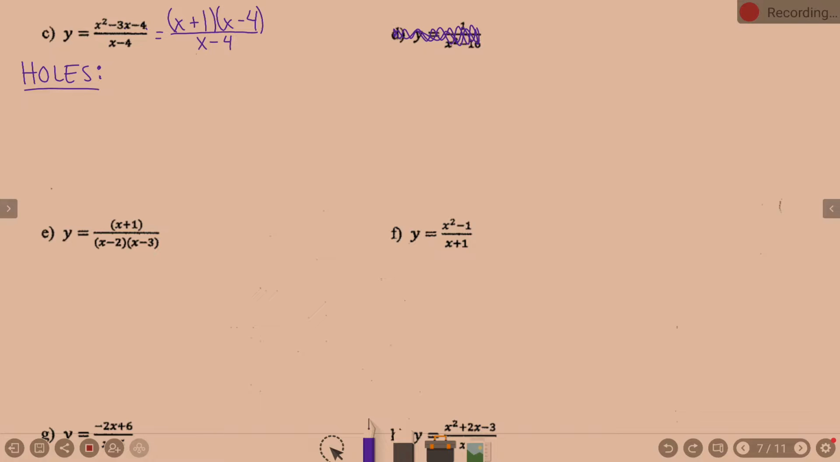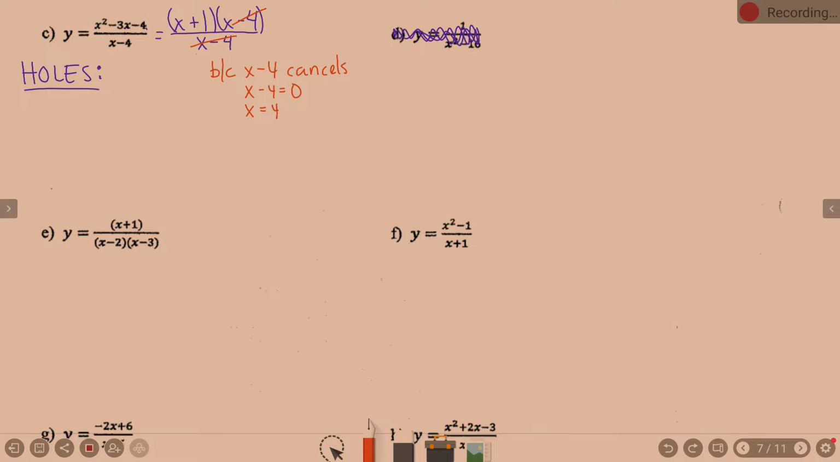What just happened? Do I have a factor that cancels? What's on top that's also on bottom? X minus 4. Okay, what do you get when you set x minus 4 equal to 0? So this is because x minus 4 cancels. When you set x minus 4 equal to 0, what do we get? X equals 4.